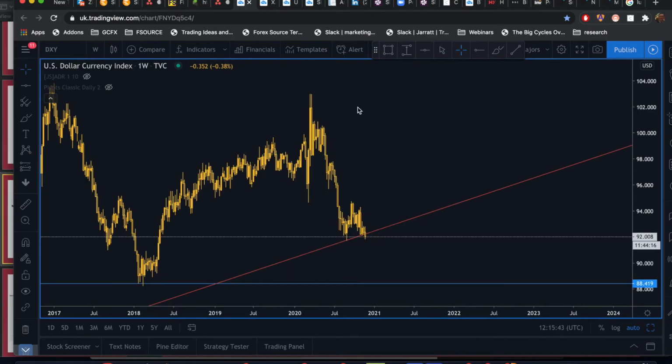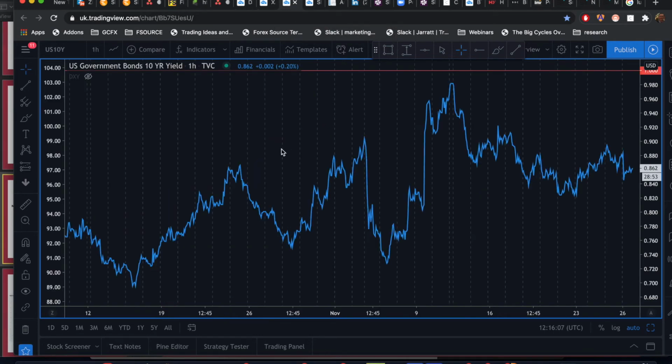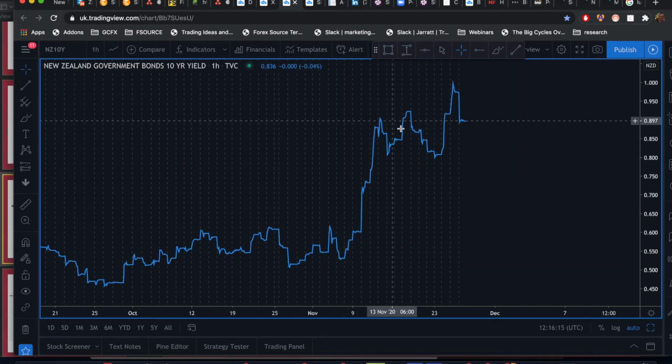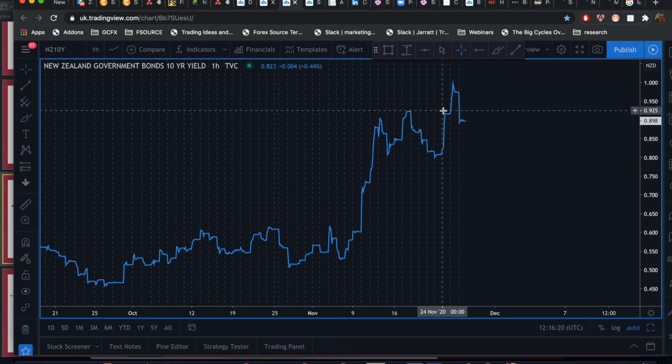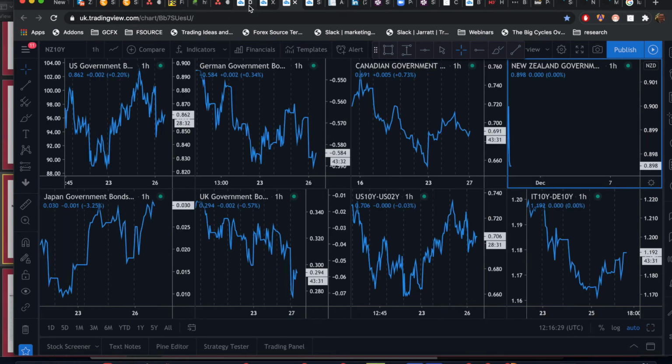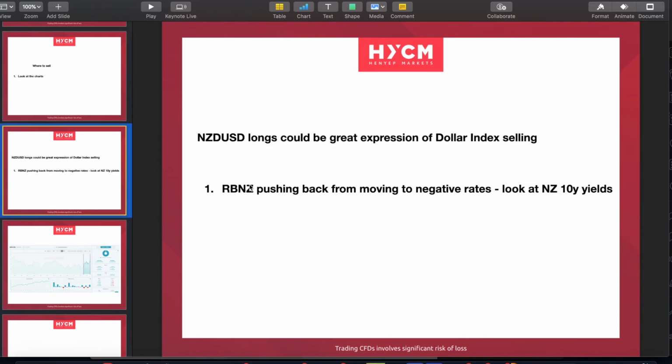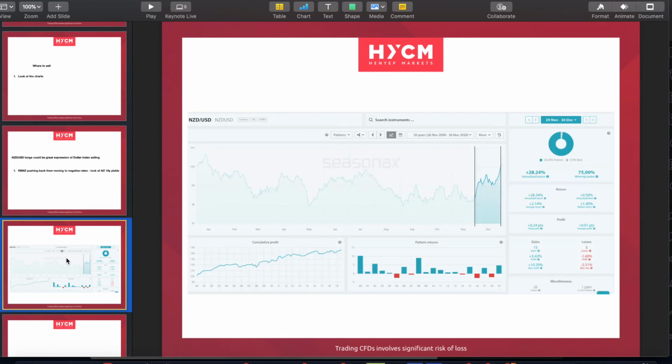Also notice the 10-year government bond yields. If you just look at the yields here, you can see the 10-year government bonds have been boosting higher, considerably higher. You can see expectations are being dialed back of interest rates going negative for the RBNZ. So this is bullish for the New Zealand dollar. So when you put that into perspective, you can see that there are some fundamental bullish reasons for New Zealand dollar strength. We've seen the fundamental reasons for US dollar weakness, and now look at the seasonals.